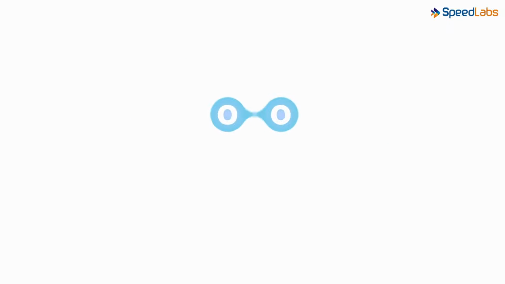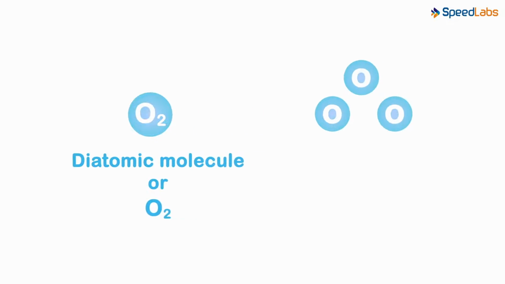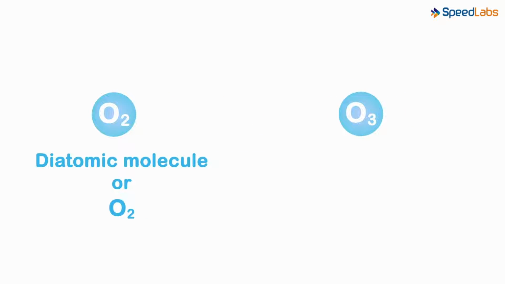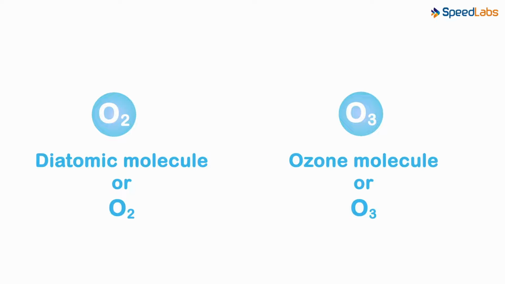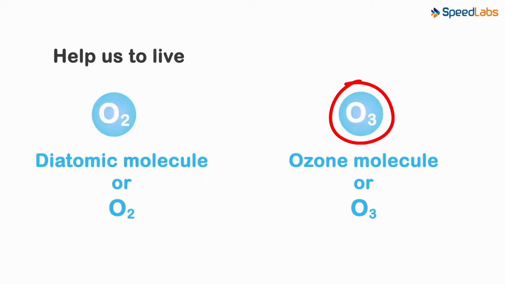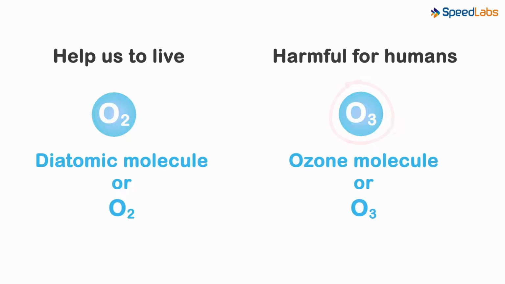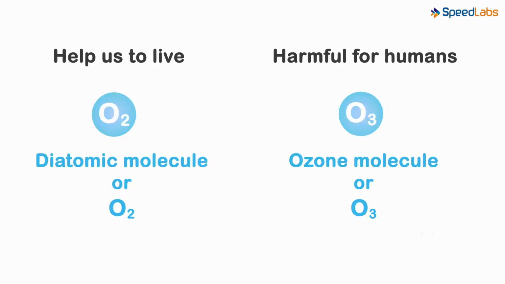2 oxygen atoms joined together are called a diatomic molecule or O2, while 3 oxygen atoms combined together would be called O3 or an ozone molecule. Now that's how ozone molecules are formed in the higher realms of the atmosphere. And it may surprise you to know that 2 atoms of oxygen combined help us live, but 3 atoms of oxygen combined can be harmful for humans. Yes, breathing in ozone can result in a number of health effects, mainly respiratory problems.